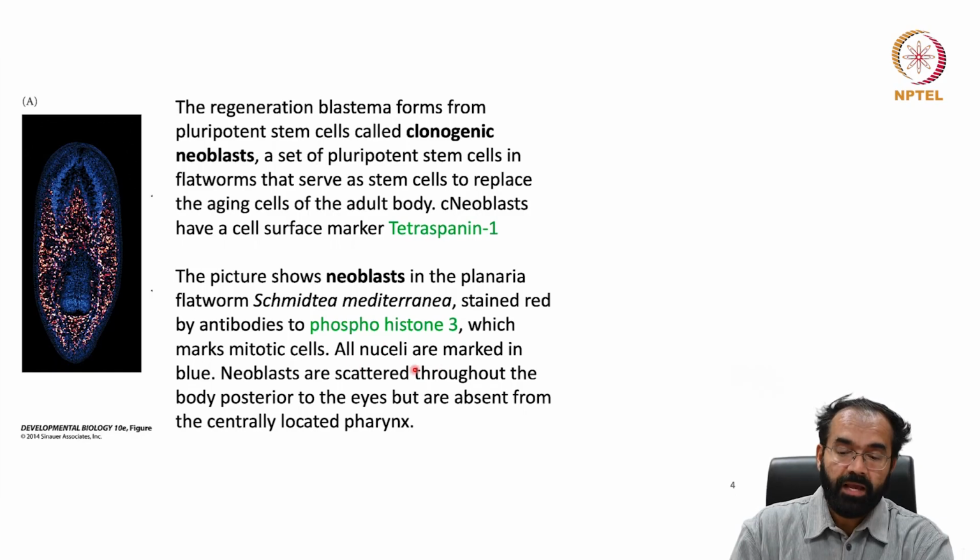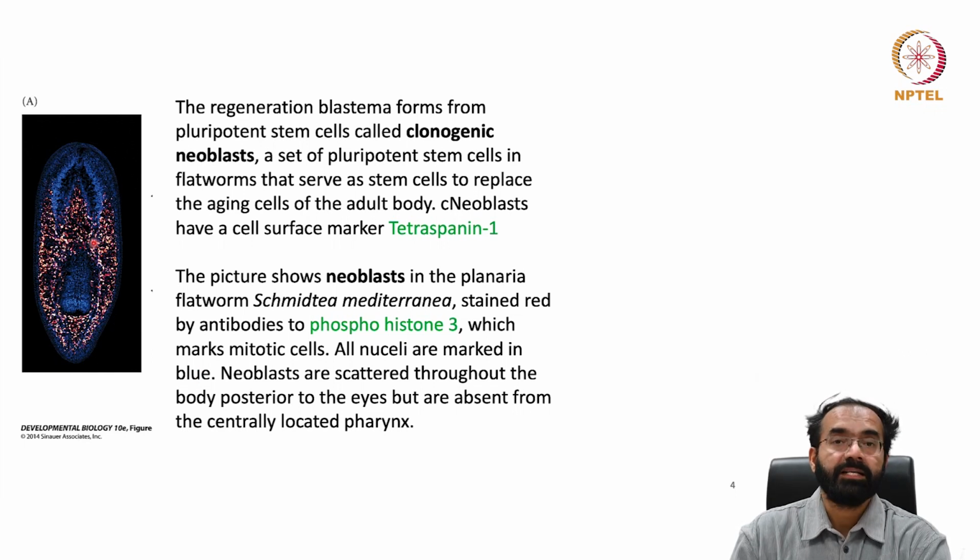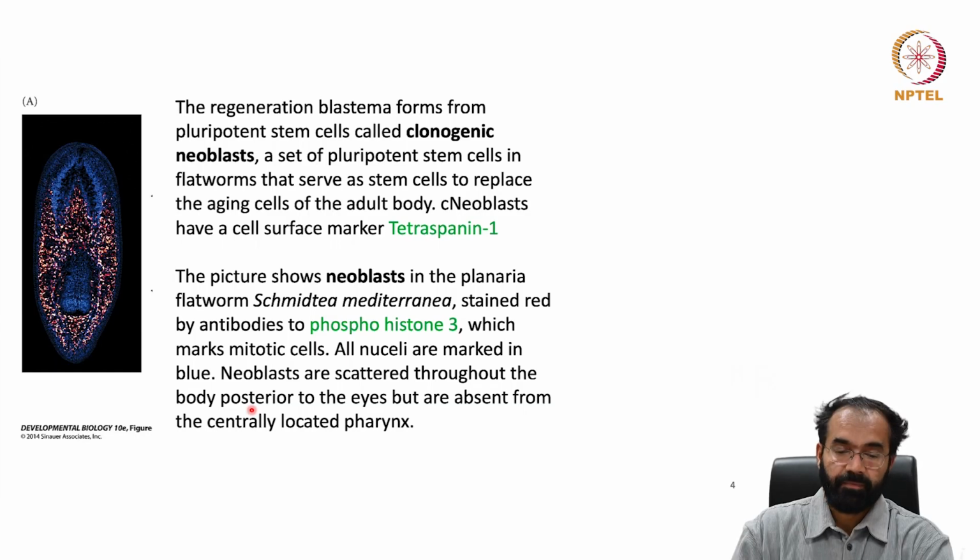And all nuclei are marked in blue. That means the rest of the cells in the body are marked in blue. The ones which are red in color are the ones marked with phosphohistone 3. Neoblasts are scattered throughout the body posterior to the eyes. That is, below the eye is the main location of the neoblasts.